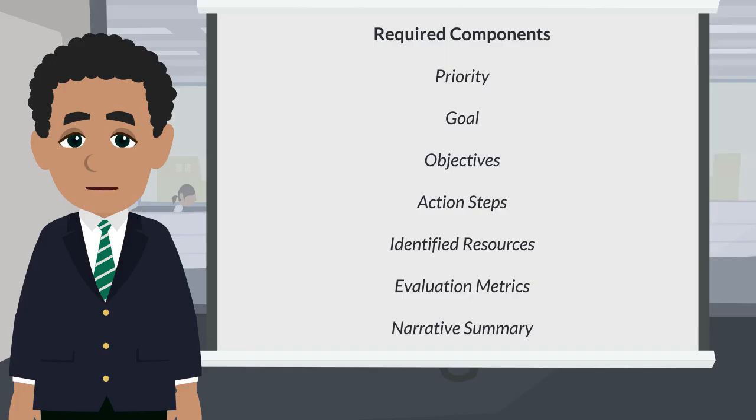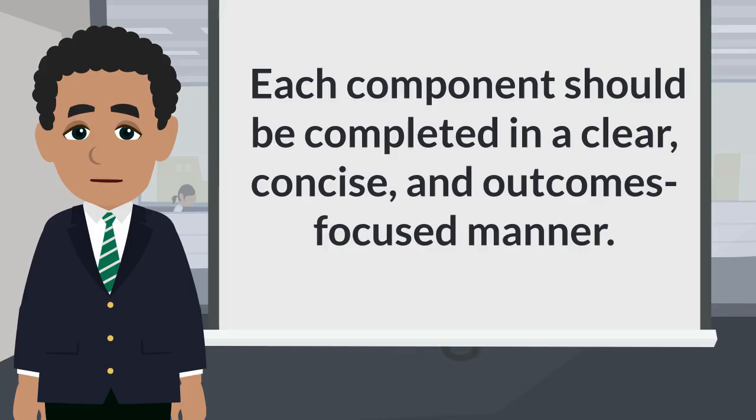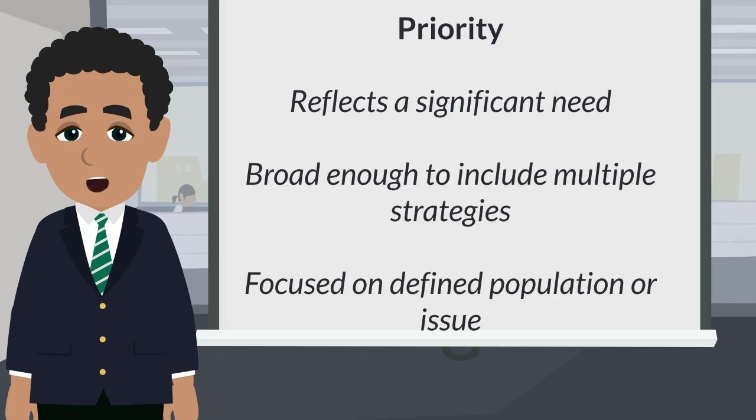Required components of the treatment and service plan. Each priority area in the plan must include the following elements: priority, goal, objectives, action steps, identified resources, evaluation metrics, and narrative summary. Each component should be completed in a clear, concise, and outcomes-focused manner. The priority should reflect a significant need identified during the assessment process and should be broad enough to encompass multiple strategies while remaining focused on a defined population or issue.